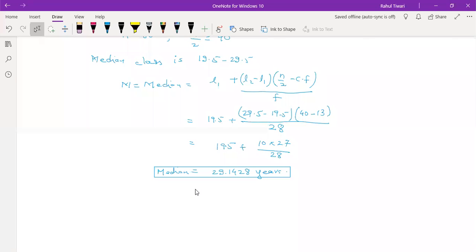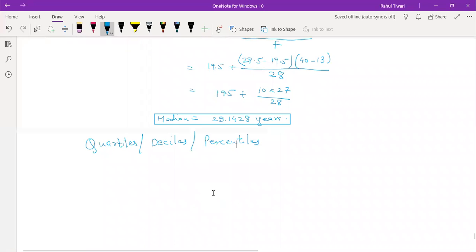Your next topic is the quartile. This is a very important part. I will discuss more topics together here: quartiles, deciles, and percentiles. These are all related, but there is a small change in the concepts. I will tell you those concepts, then further you will be able to do it.